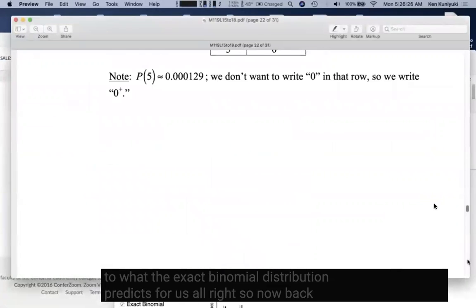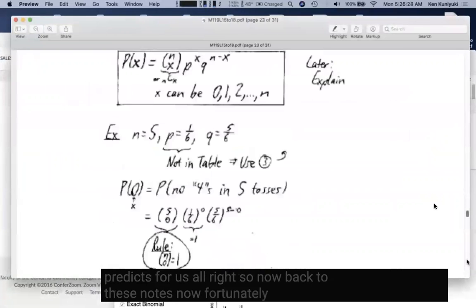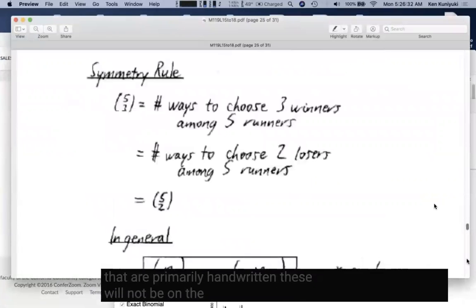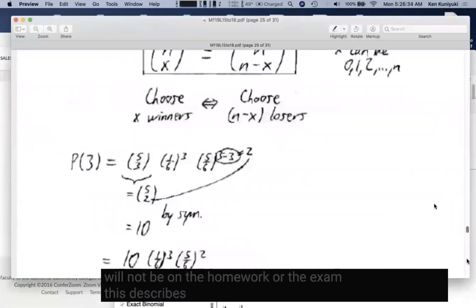So now, back to these notes. Fortunately, the notes that are primarily handwritten will not be on the homework or the exam. This describes how the probabilities are computed. I'll discuss these in later optional videos.